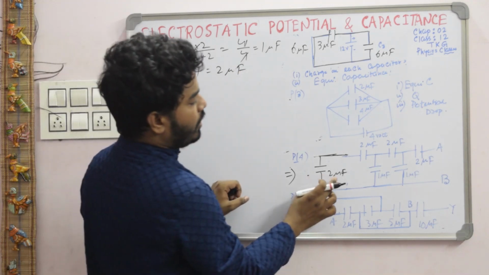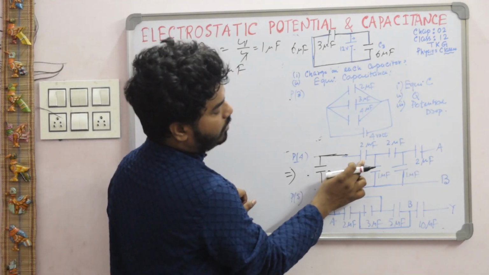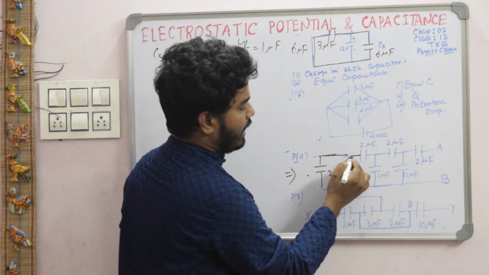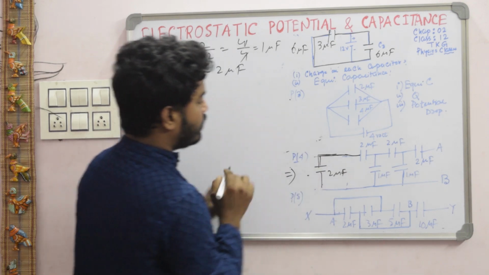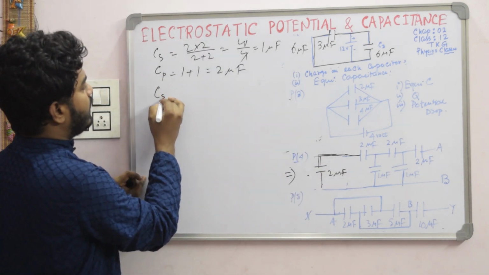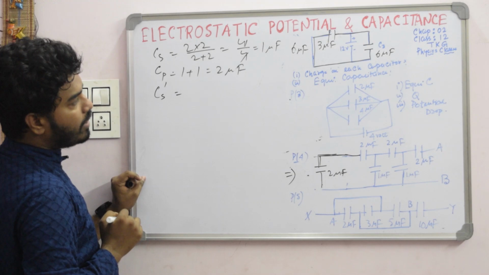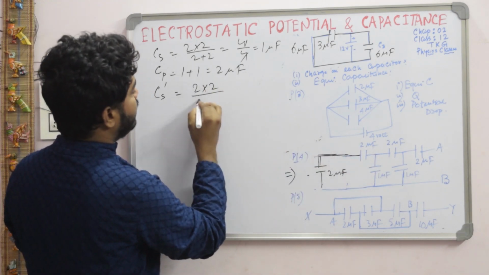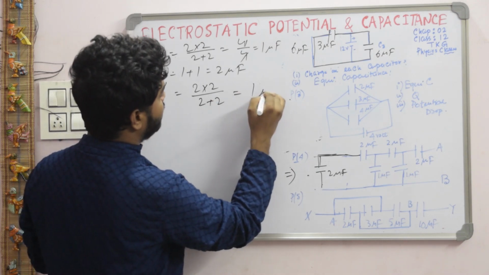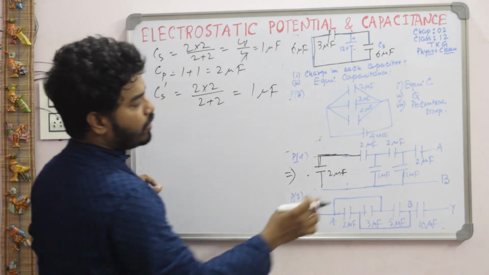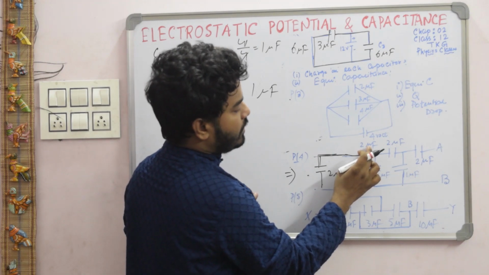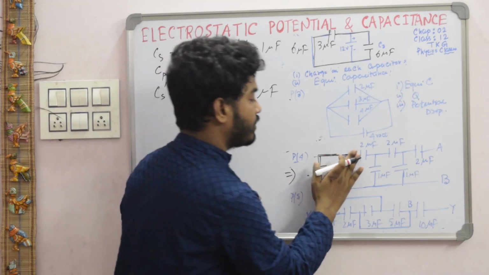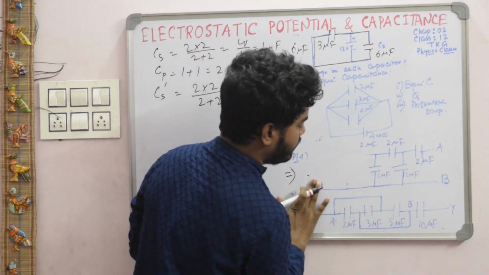Again solve. These 2 microfarad and these 2 microfarad are connected in which combination? Same, that is series, one end is connected. So third case, now the equivalent capacitance: 2 and 2, so that is 2 into 2 divided by 2 plus 2, same, that is 1 microfarad. So the equivalent for this 2 microfarad and this 2 microfarad becomes 1 microfarad. Simplify it.